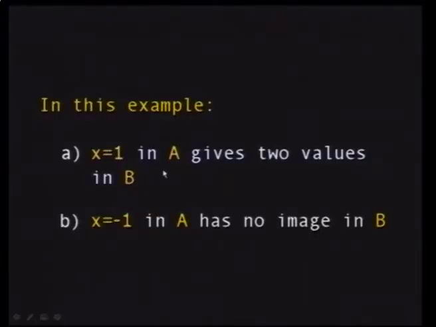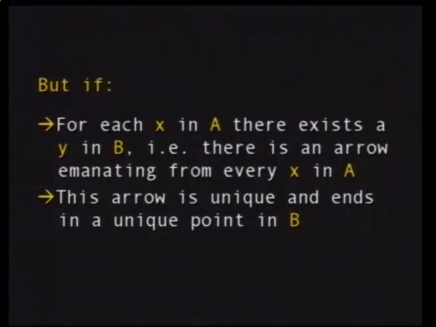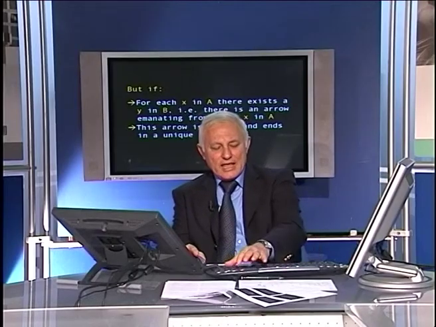So in this example we have these 2 problems: one element in A gives 2 in B, and there are elements in A that do not correspond, we don't find corresponding values in B. But if we find that for each X in A there exists a Y in B, i.e. there is an arrow emanating from every X in A, this is the first assumption that we have to adhere to. And if this arrow is unique and ends in a unique point in B, because we saw in this example that it ends in 2 points, then in this case we call Q a function.